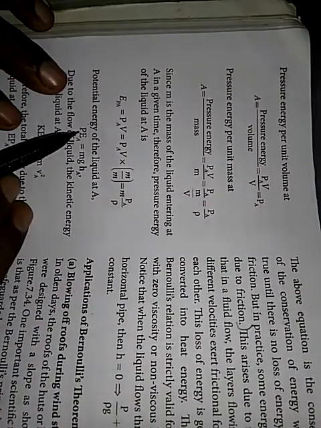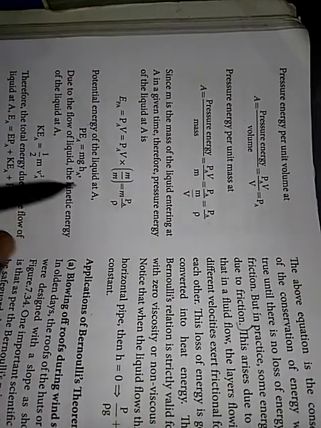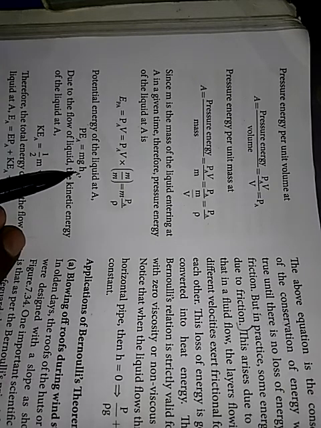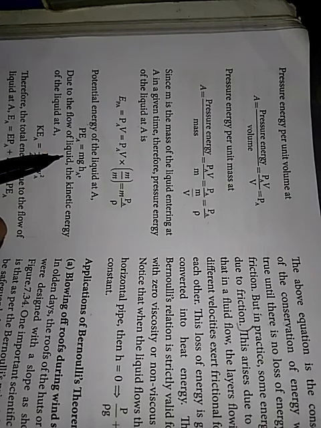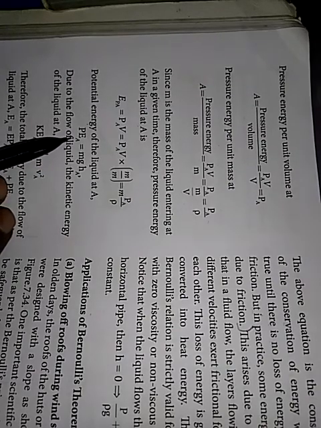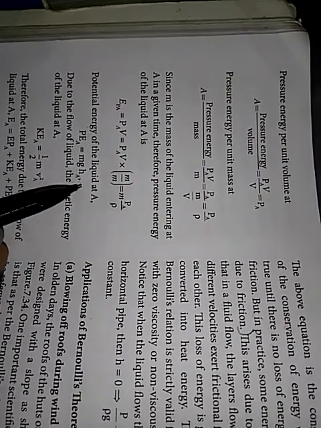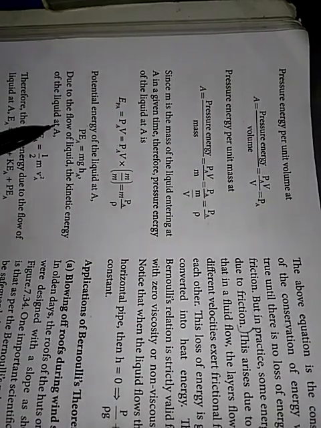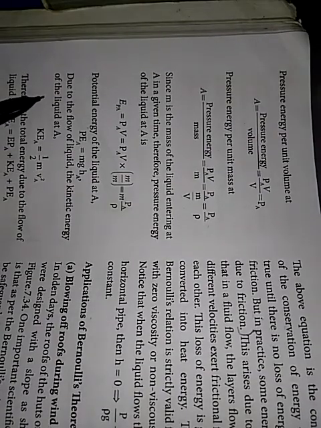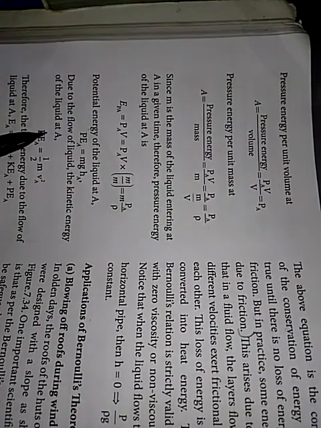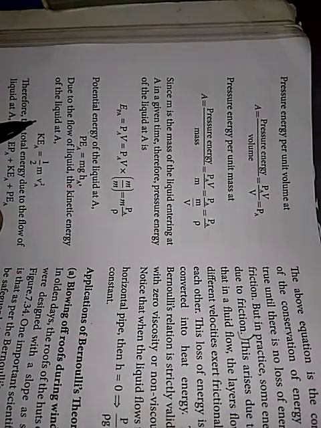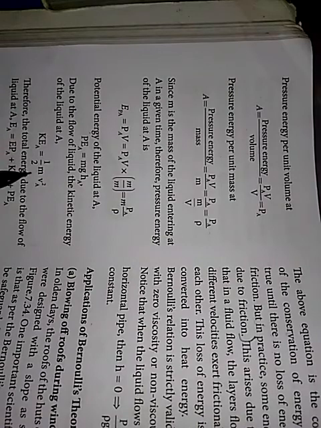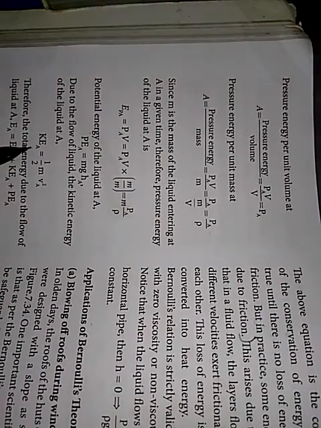Potential energy of the liquid at A. Next we are coming to potential energy. Potential energy, we know the formula, mgh. Now we deal with the inlet A. Therefore mgh A. Due to the flow of liquid, the kinetic energy of the liquid. Next we deal with kinetic energy. First is pressure energy, second is potential energy, third is kinetic energy. We all know that it is half mv squared. We deal with the inlet.